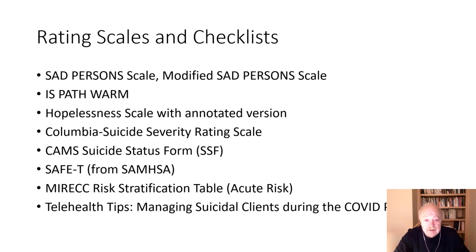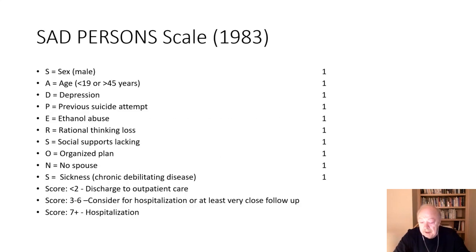The VA hospital has a series of organizations called MIREC, I guess, Mental Illness Research, something, Clinical Center, and they've published a risk stratification table for acute risk. They also have one for chronic risk, but I'm going to hold that, and when we talk about chronic suicide in a later video, then I'll show that one to you. And finally, a handout also from SAMHSA about telehealth, managing suicidal clients during the COVID pandemic.